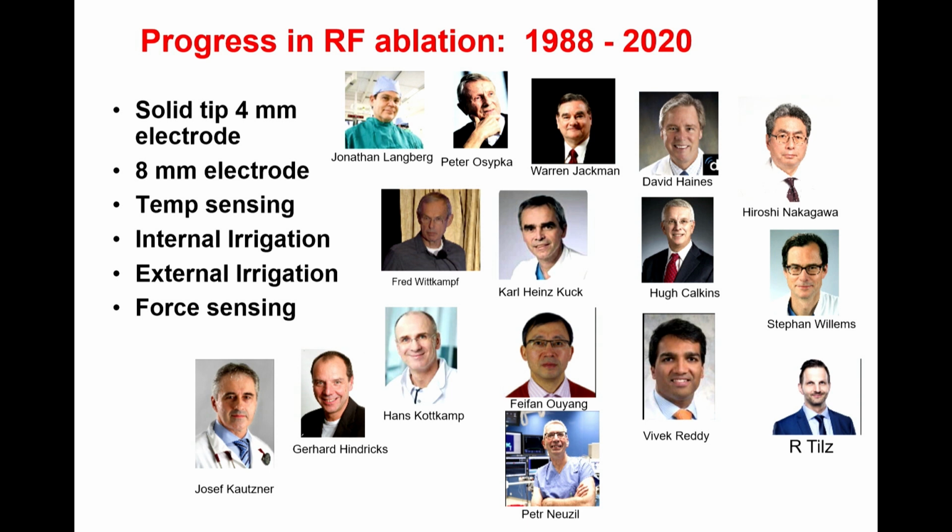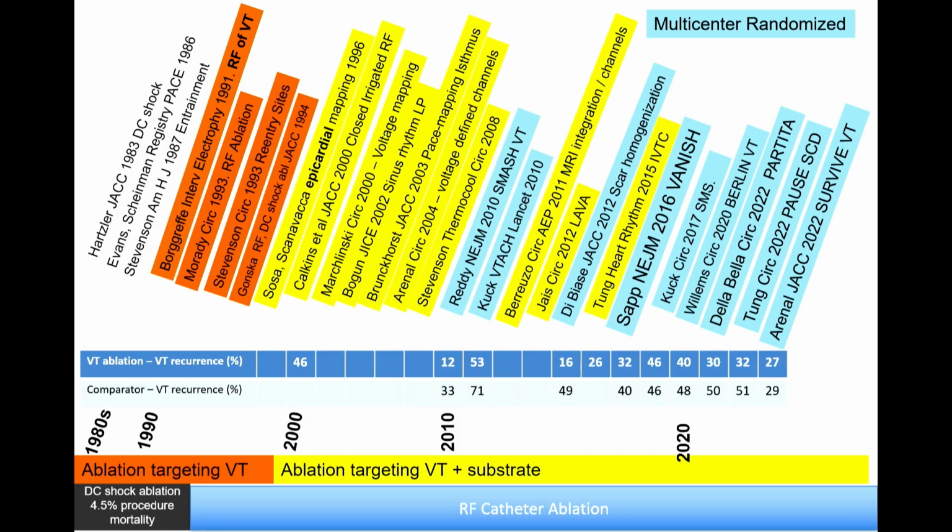I'm going to leave out the huge progress that happened with the ablation tools, which is summarized on this slide. Over the last 20 years, we went from solid tip 4mm electrodes to large tip electrodes to adding temperature sensing, to adding internal irrigation and external irrigation and force sensing. And hopefully all of that work done by many of the people that you see on this slide is going to be replaced in the next few years with some other advances in technology, some of which we'll hear about at this meeting. So here's our timeline.